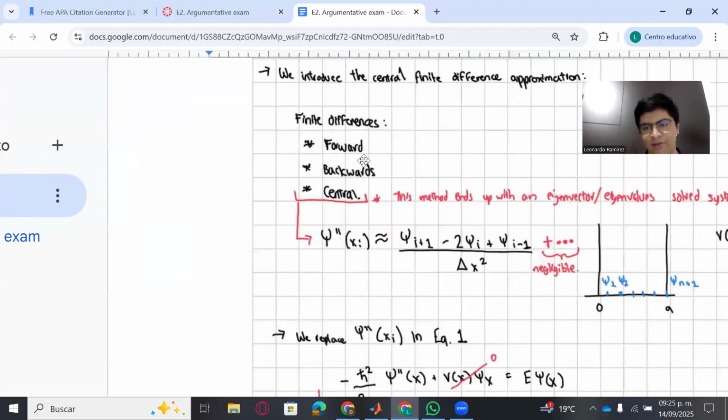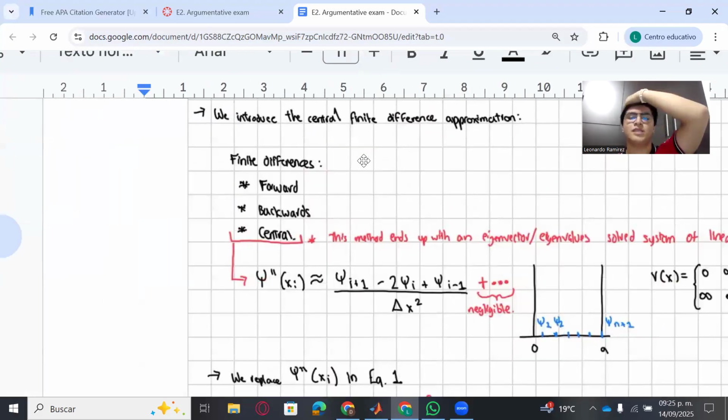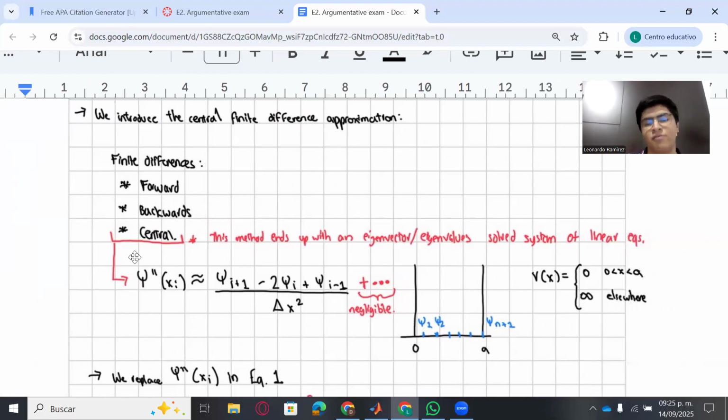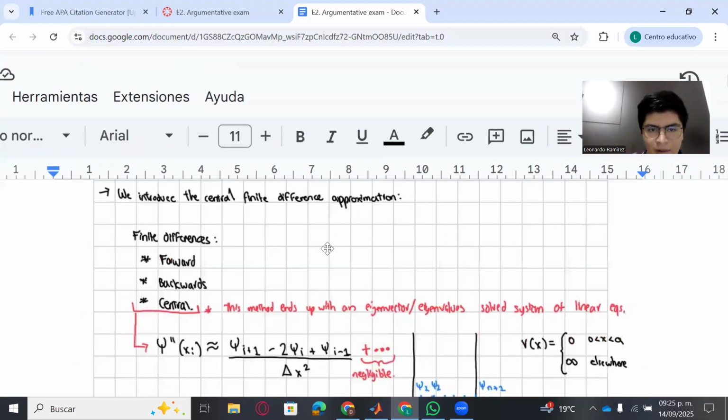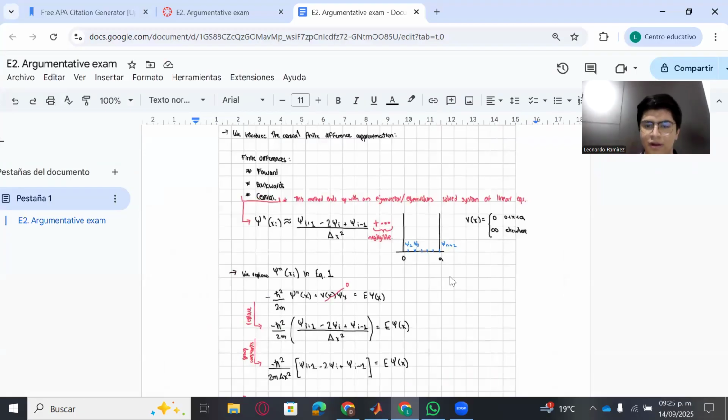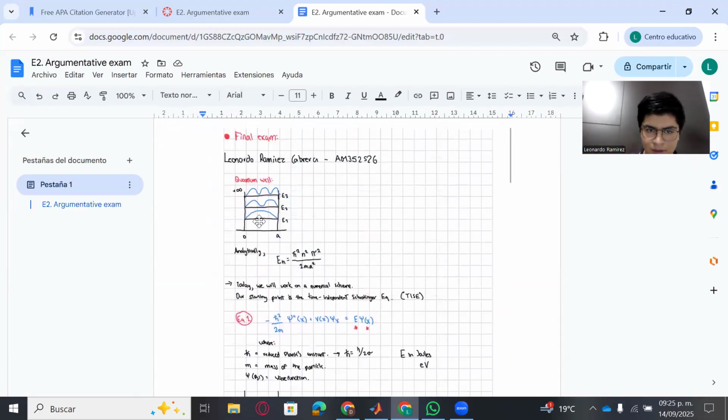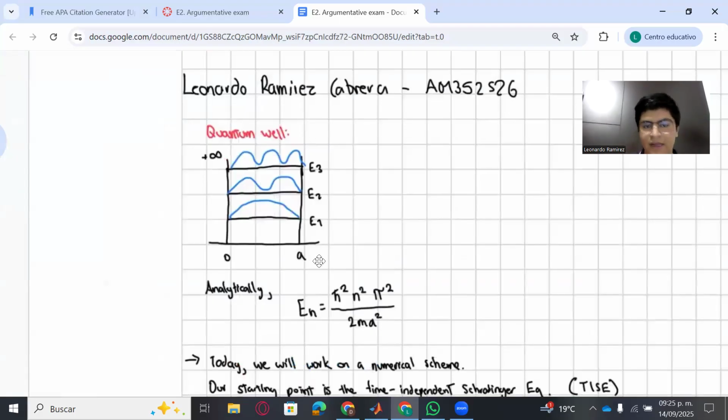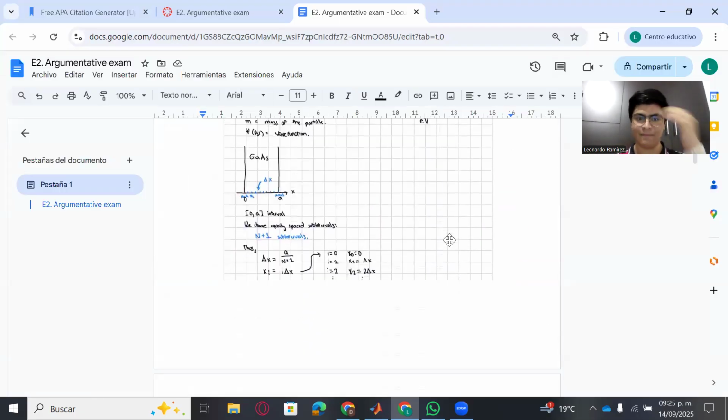In order to get a solution, we have to introduce the central finite difference approximations. Let's remember that we have different finite differences, like the forward or the backward, but we are going to focus on the central because this method ends up with an eigenvector eigenvalue problem, which we can solve to get the eigenvalues, which in this context will give us the energy levels. That's important because we want to get those energy levels, signalized as E1, E2, E3. That's the main objective.